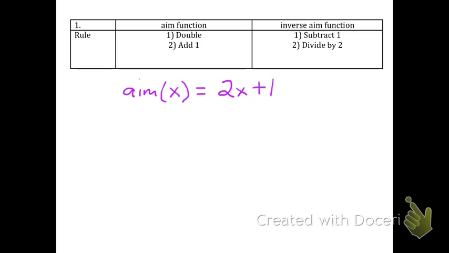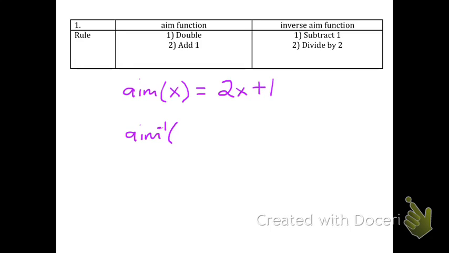Okay, let's try the inverse aim function. Another shortcut is instead of having to write the word inverse, you can just write the function with a tiny little -1 up in the air above it. It looks like an exponent, but it's not an exponent. Exponents are for numbers, not for functions. So that's how we remember that -1 is not an exponent. It just means inverse function.